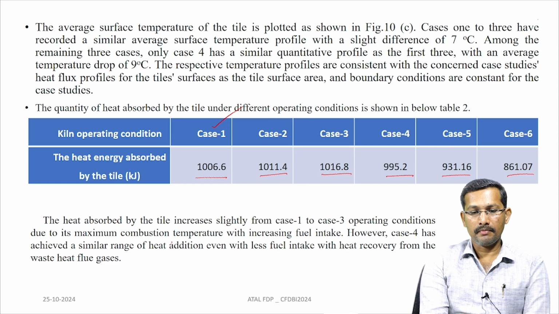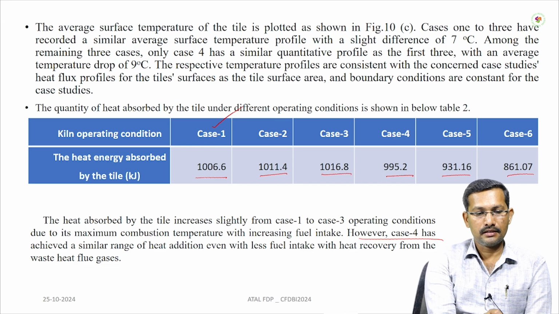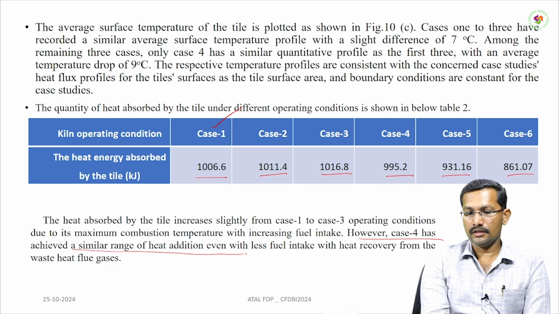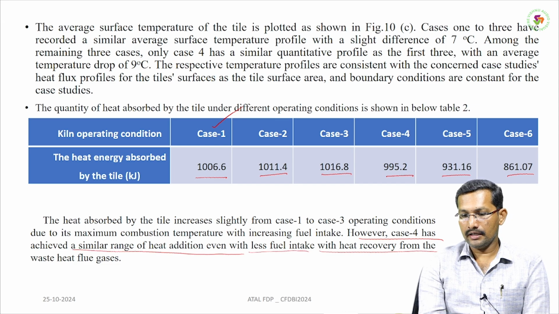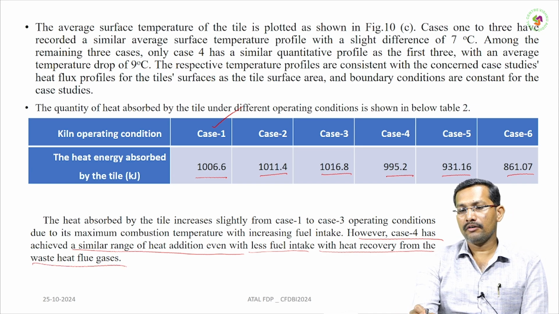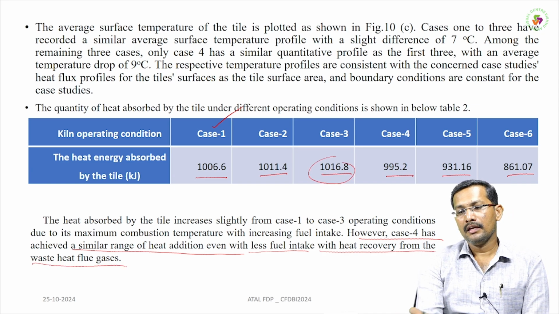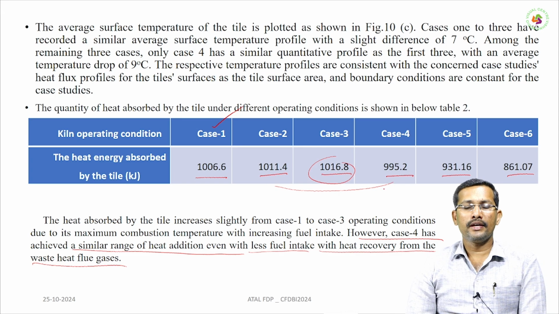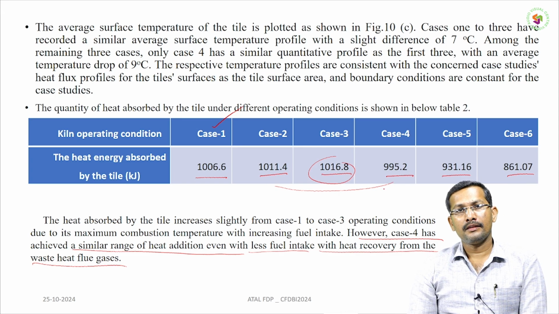Operating condition due to its maximum combustion temperature with increasing fuel intake. However, case 4 has achieved a similar range of heat addition even with less fuel intake, with heat recovered from the waste heat flue gases. This is 995 and this is 1016. There is not much difference in these two cases. Then what is the need?